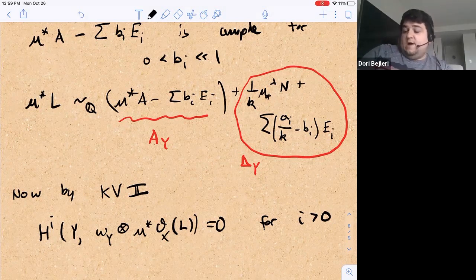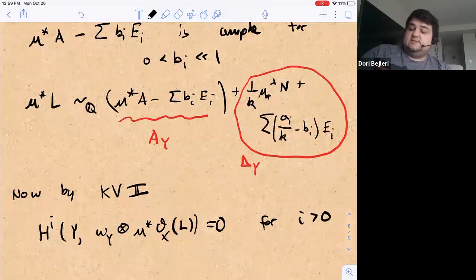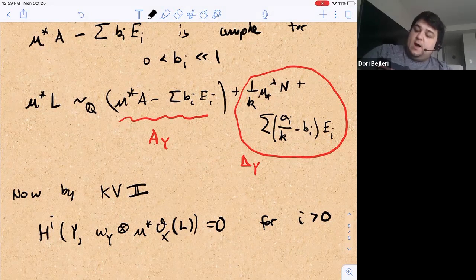But now we want to say something about H^i of X, omega_X tensor L. And what we have is something about omega_Y tensor the pullback of L. So now this is where we need this Grauert-Riemenschneider type vanishing theorem. Are there any questions before we start that?